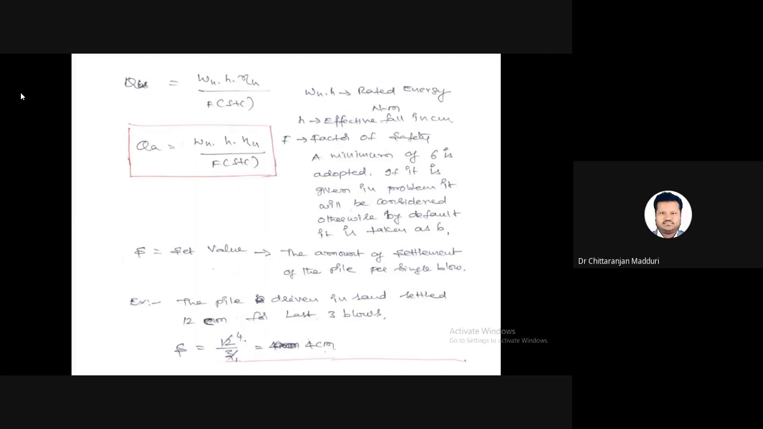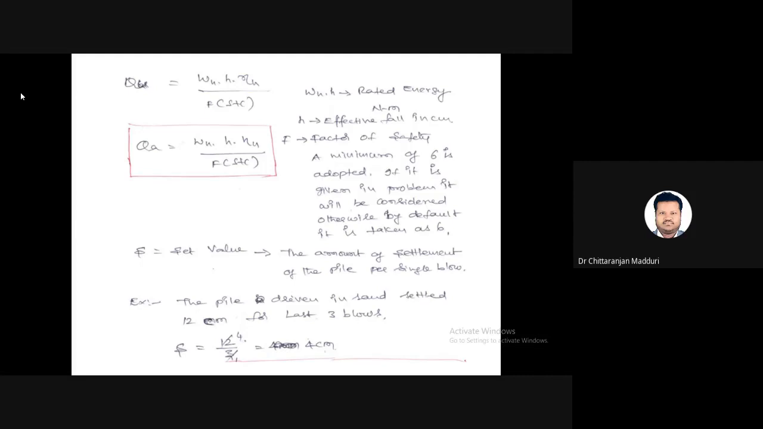Here F is known as factor of safety. A minimum of 6 is adopted. If it is given in the problem, it will be considered. Otherwise, by default, it is taken as 6. So please remember, factor of safety for the engineering news formula is 6. If factor of safety is given in the problem, consider the given factor of safety. If it is not given in the problem, by default you need to substitute 6. Factor of safety equal to 6.